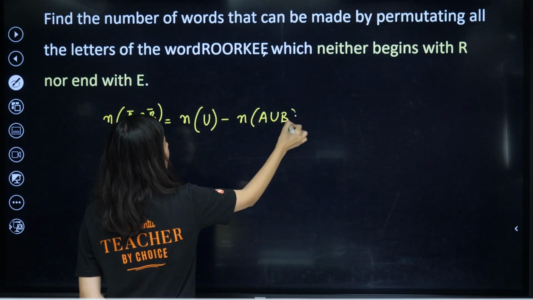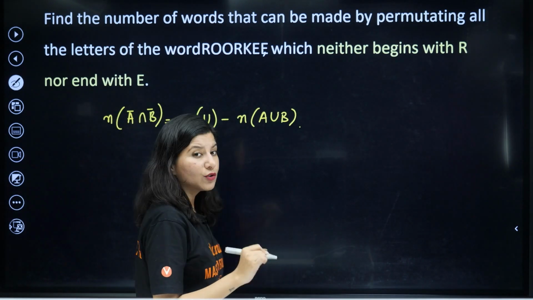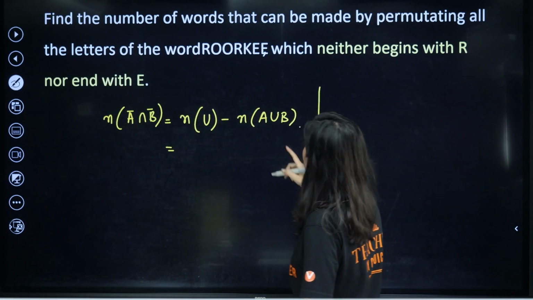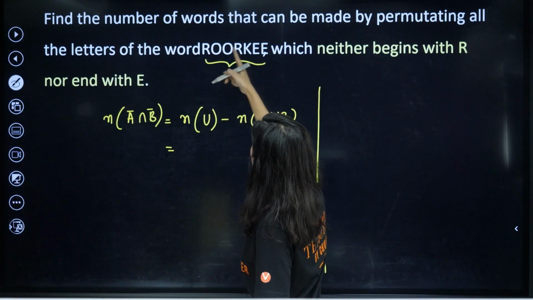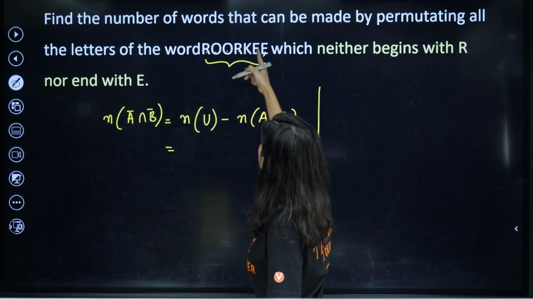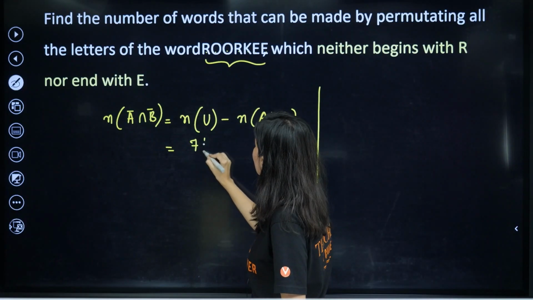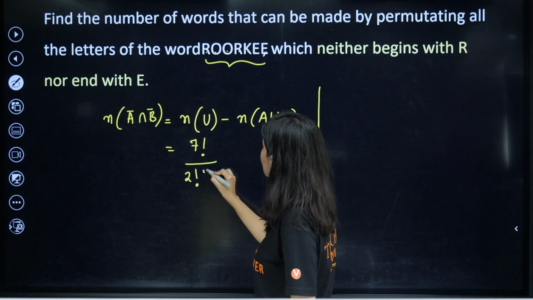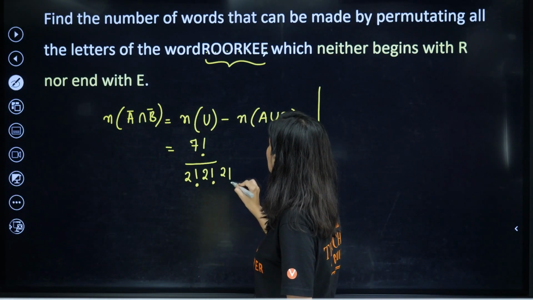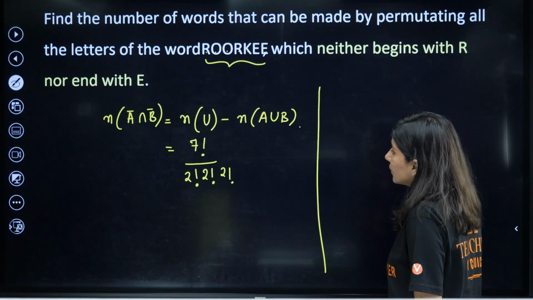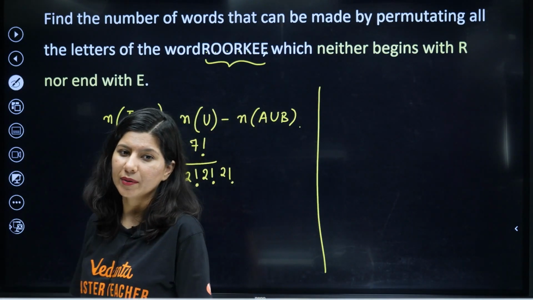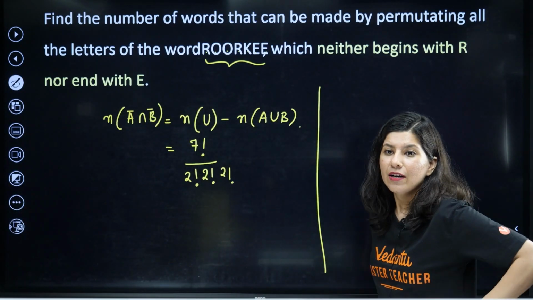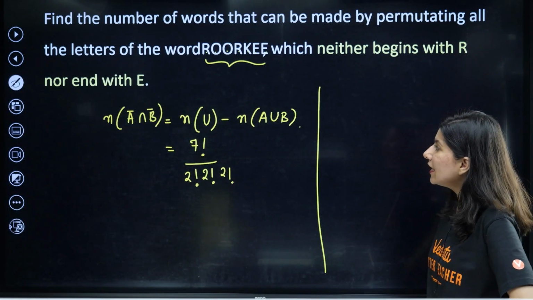So basically we are going to find out the total number. Tell me, total number for ROORKEE: 1, 2, 3, 4, 5, 6, 7. So 7 factorial, divided by 2 factorial for the double R, 2 factorial for the double O, and 2 factorial for the double E. So total minus A union B.